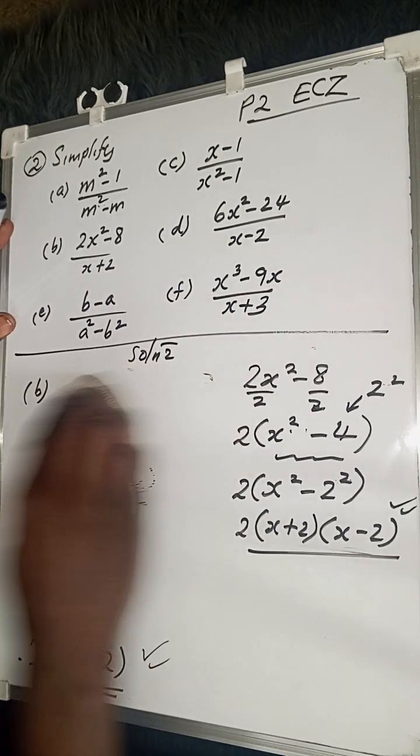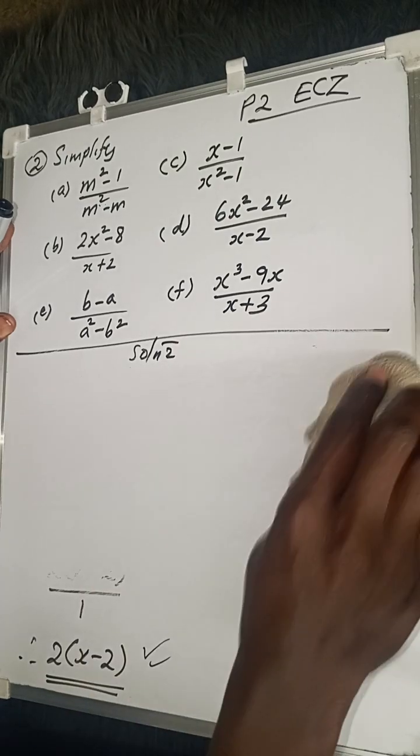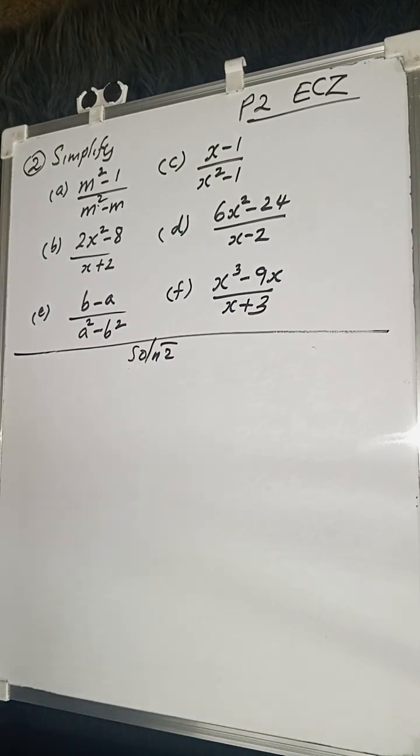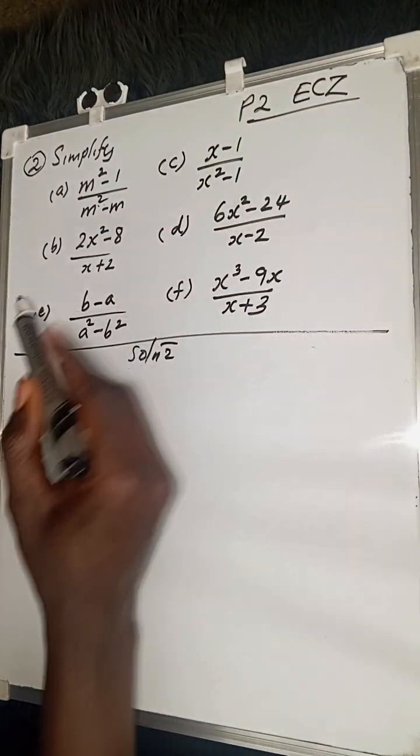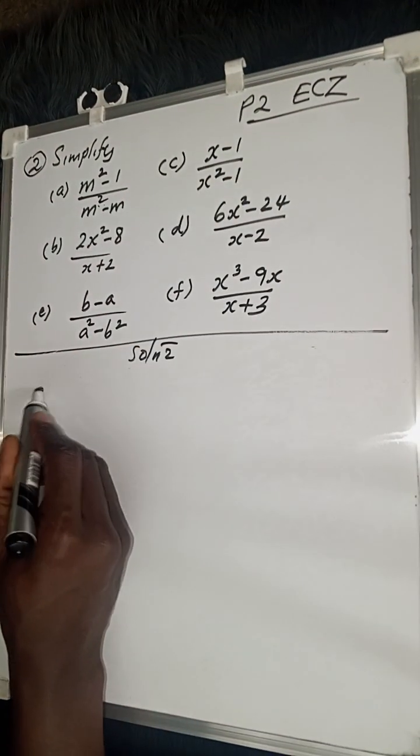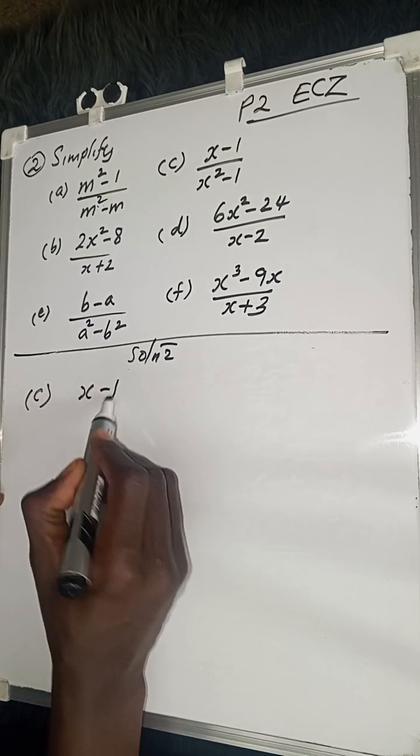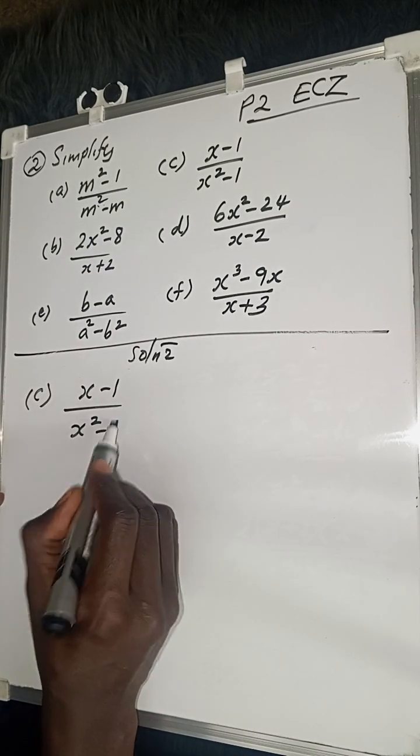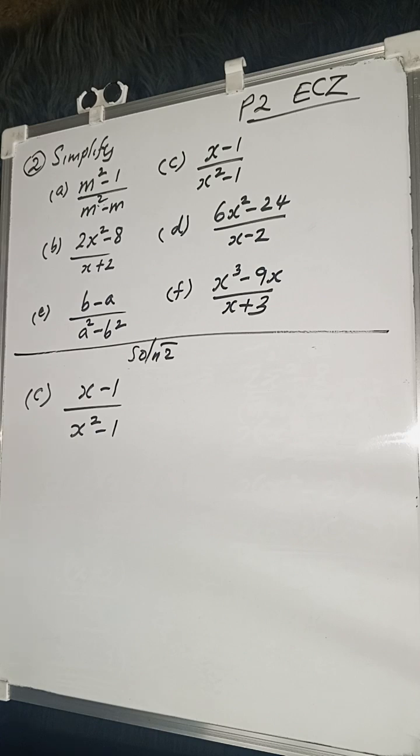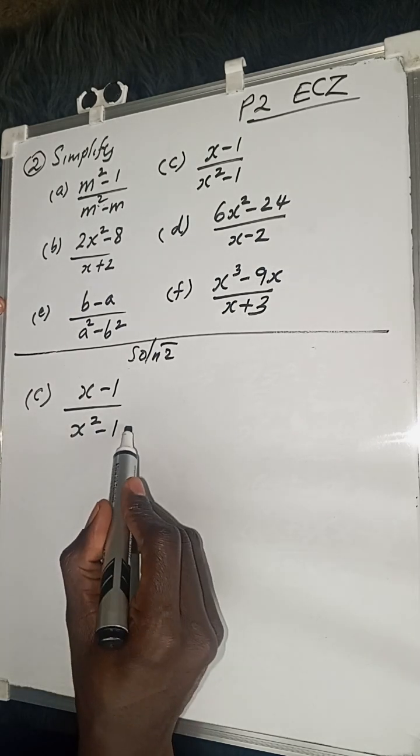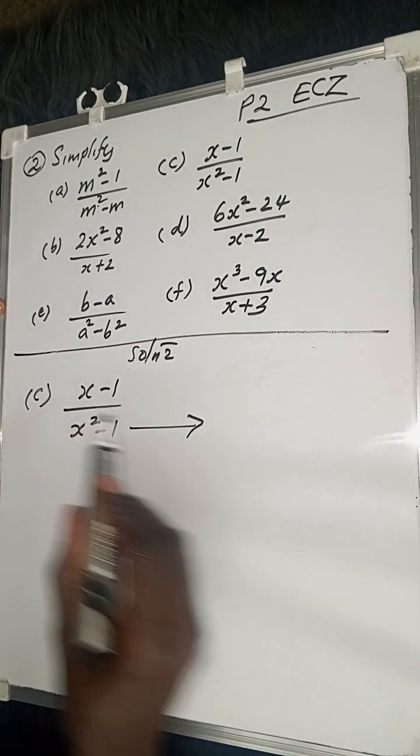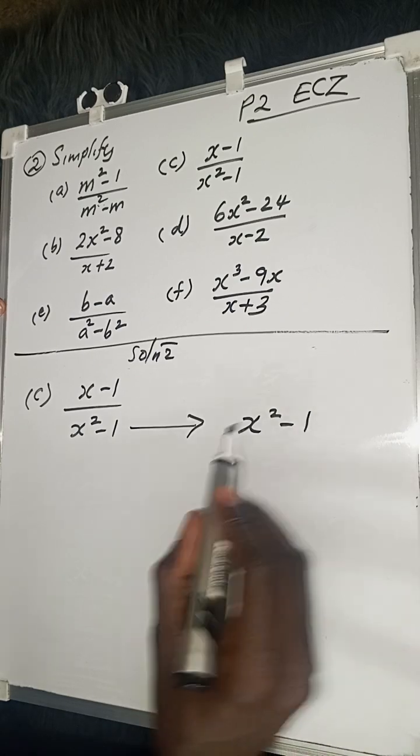Okay, let's move on to the C part and see how you can again do it. The C part there, forgive my arrangement, says x minus 1 over x squared minus 1. Remember, at the top you can't factorize that, but at the bottom, yes, I can factorize that one. It is x squared minus 1.